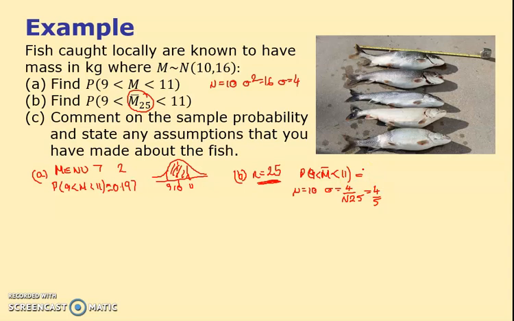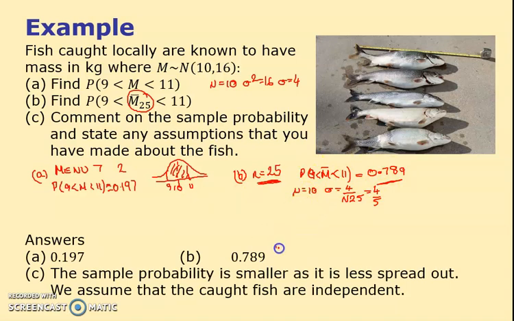So lower is still 9, upper is still 11. The sigma now is this 4 divided by 5, and the mean is still 10. And what's the chance of my mean mass after 25 fish being this? 0.789. Much less varied, therefore much more likely to occur between 9 and 11. 0.789, 0.197.